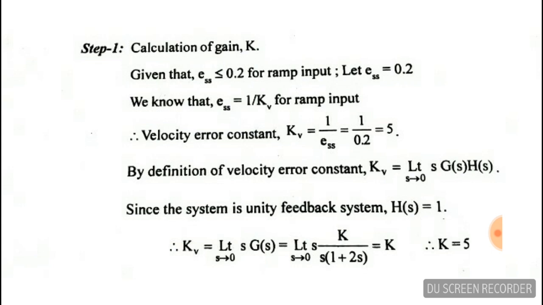So in order to find K, we need to find the velocity error constant. So Kv is equal to 1 by steady state error, 1 by 0.2, that means Kv is equal to 5. By the definition of velocity error constant, Kv is equal to limit of s tends to 0 of s G(s) H(s), and we put the values here and we will get the value of K is equal to 5.